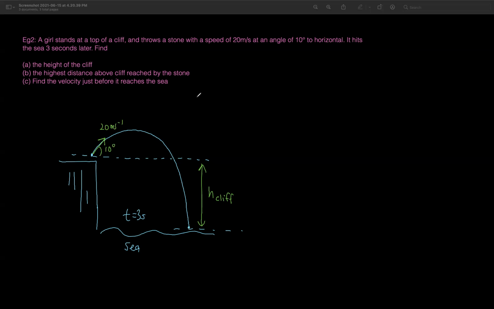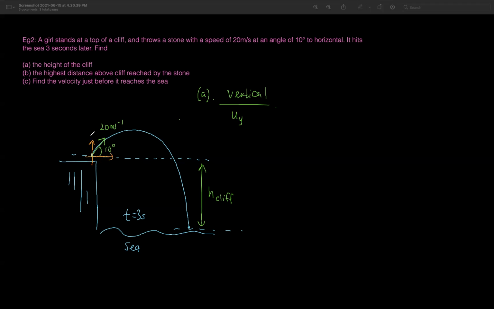Okay, now like this, right? Okay, then we do vertical. That's for A. Vertical height of the cliff. Okay, what are the information we can get? U, Y. This one I resolve. So 20 sine 10.